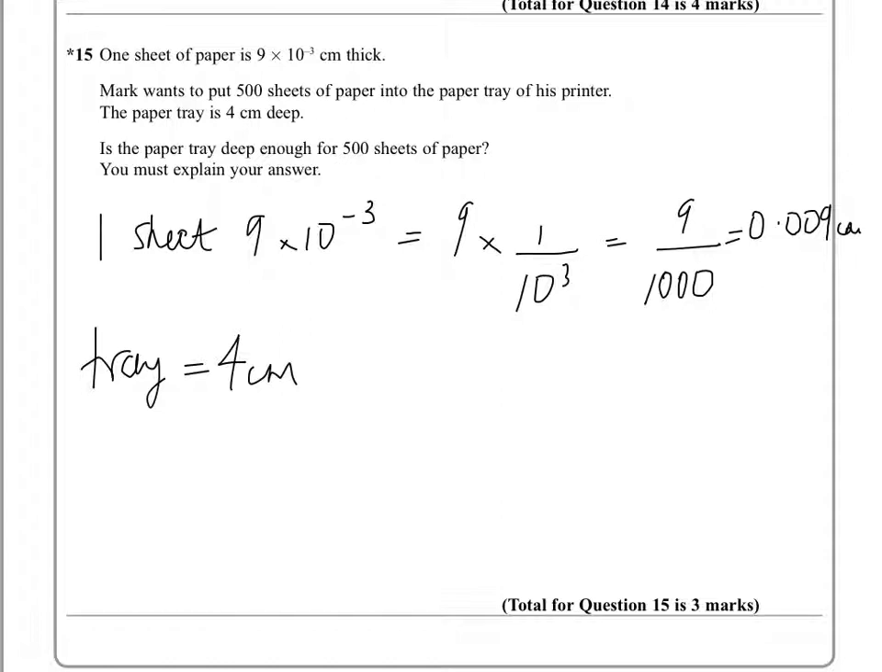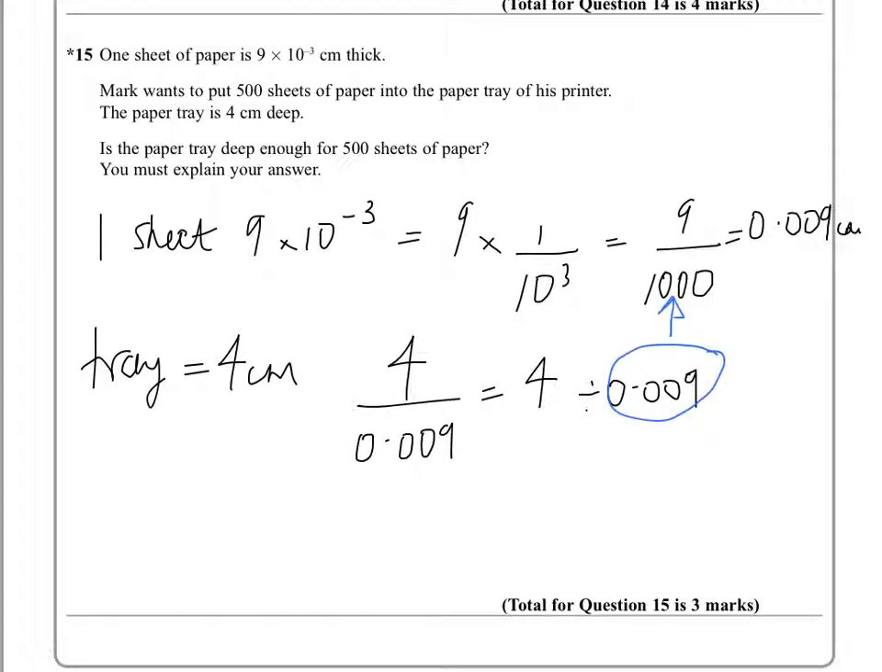So essentially what we need to do is divide the 4 by the thickness of one sheet, which is 0.009. Now obviously that's hard to do on a calculator, so what we do is we remember what that 0.009 is made up of. So essentially what we're doing is 4 divided by 0.009, and we've already worked that out because it's right up here.